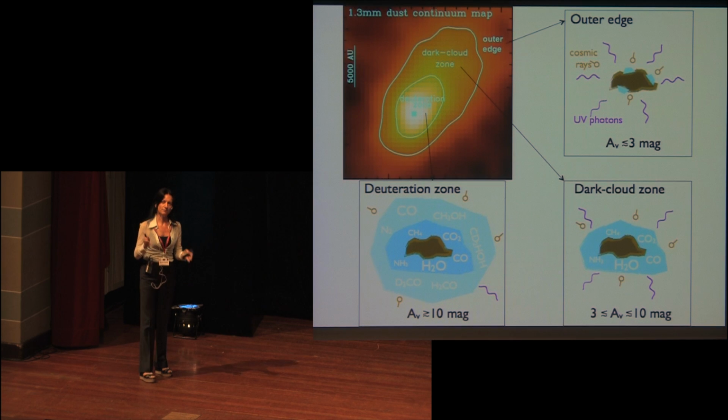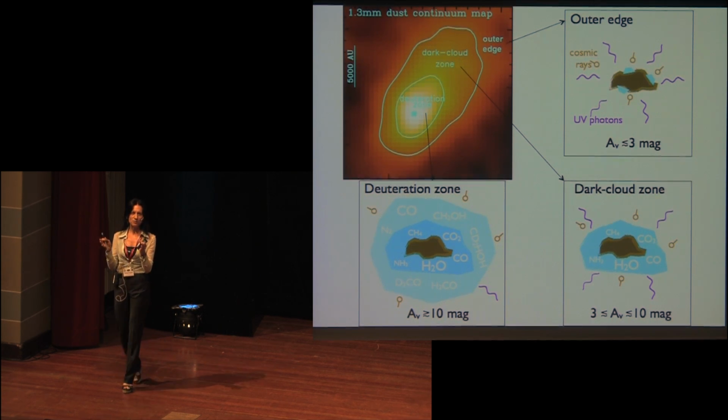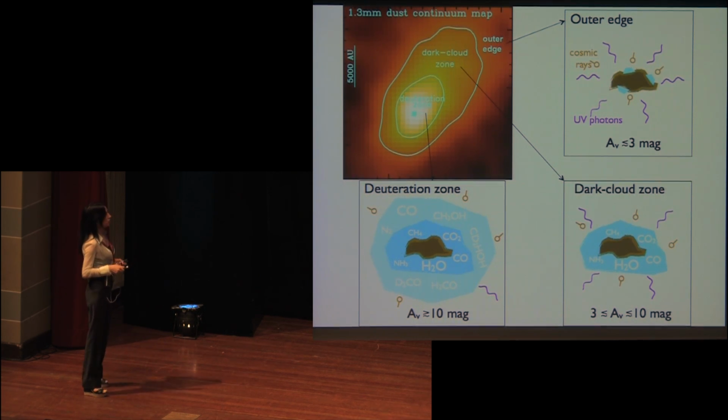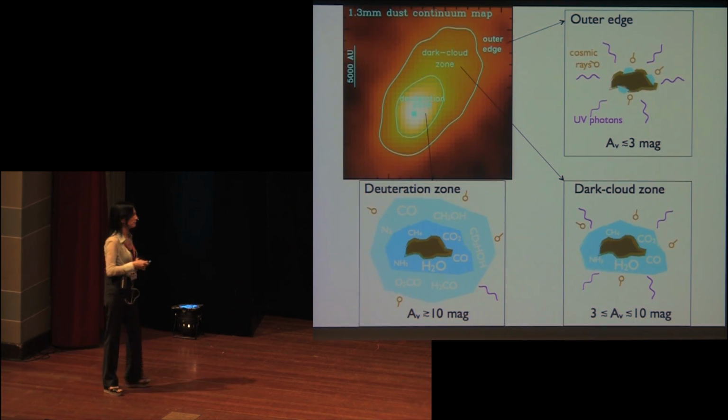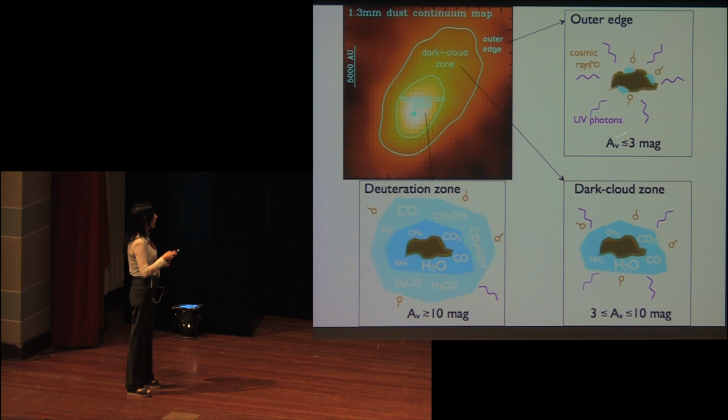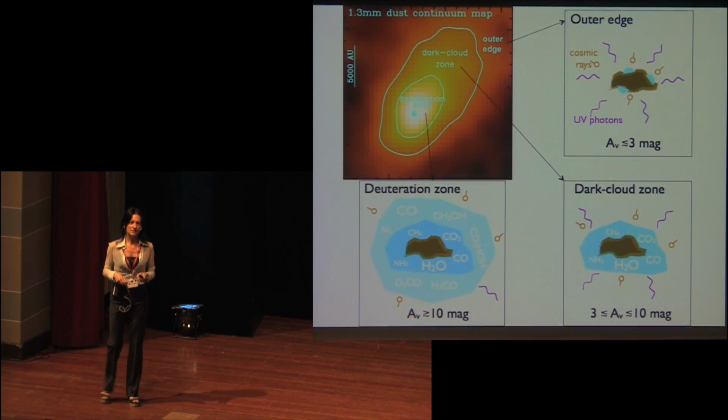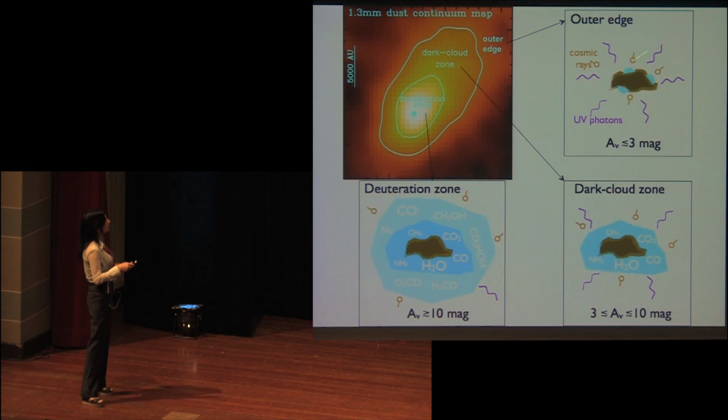So we can very roughly separate them into 3 zones. One is the outer edge, where photochemistry is still important. So you have photons that partially dissociate your molecules. The dust grains are not really covered by ice mantles because photons can photodesorb the water, so you start to have a little bit of water on top.